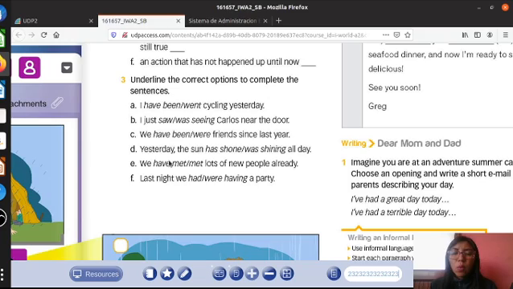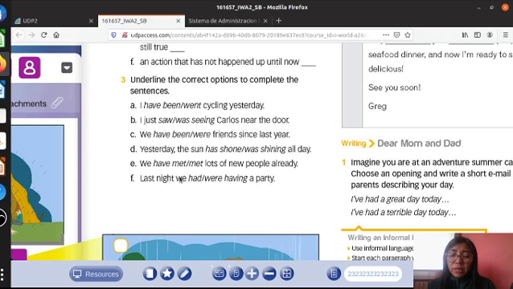Okay, yesterday the sun has shone or the sun was shining all day. In this case, as you notice, here we have a duration of time, all day. Okay, esto nos está indicando una duración de tiempo. Por lo tanto, I am going to use was shining. Yesterday, the sun was shining all day. Okay, aquí estoy haciendo énfasis a que mi acción tuvo una prolongación o una duración de tiempo, ¿no es cierto?